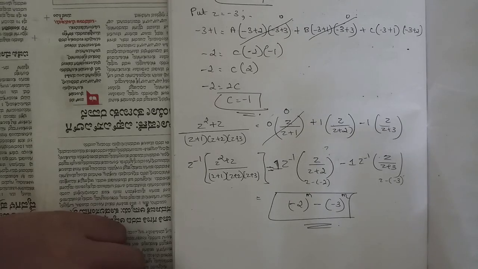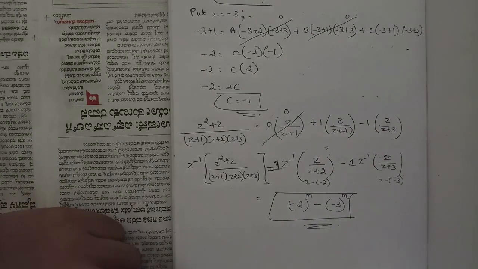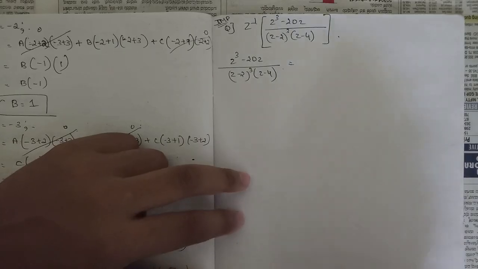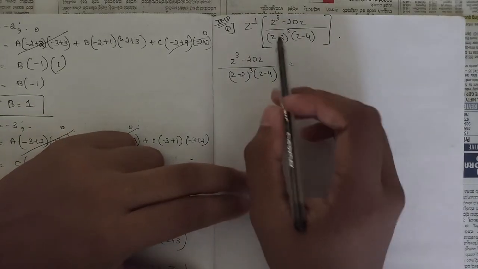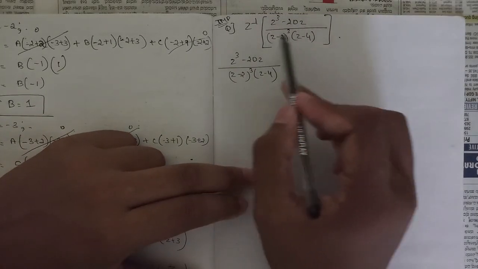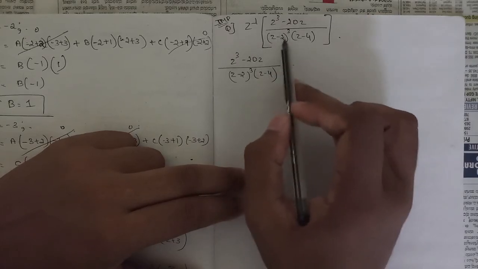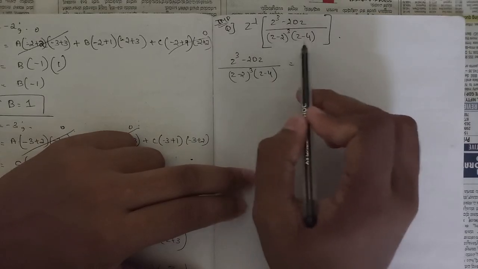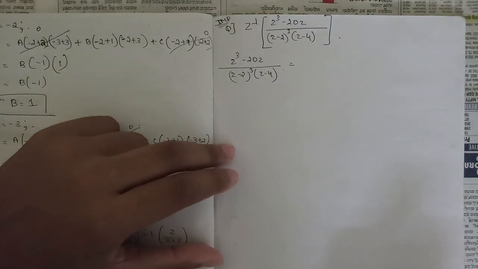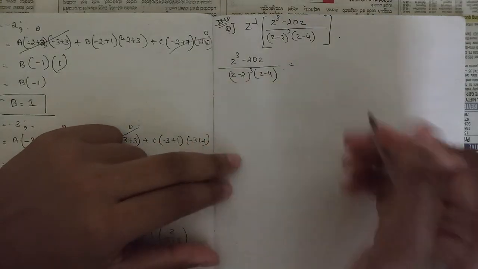Okay, so we'll solve one more important question. So this is your next question. Z inverse of z cube minus 20z divided by z minus 2 whole cube into z minus 4. So now we need to split this very carefully into a partial fraction.